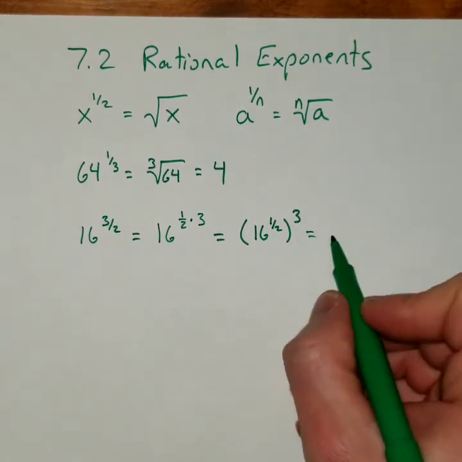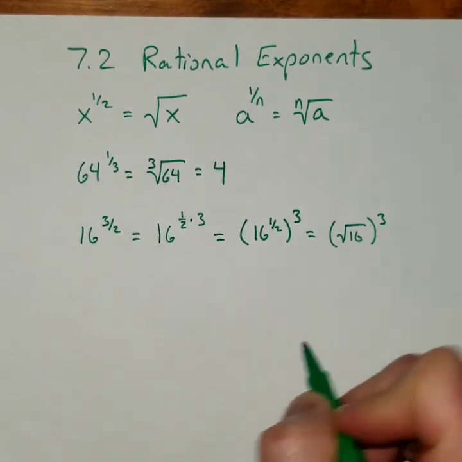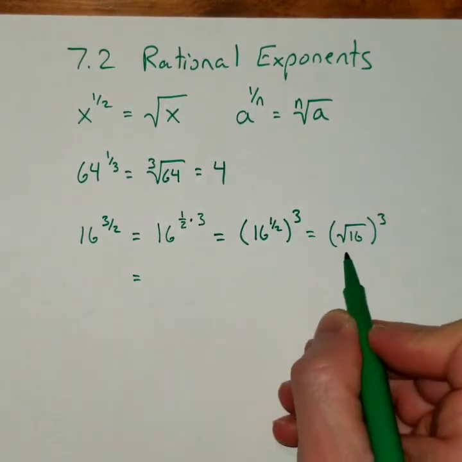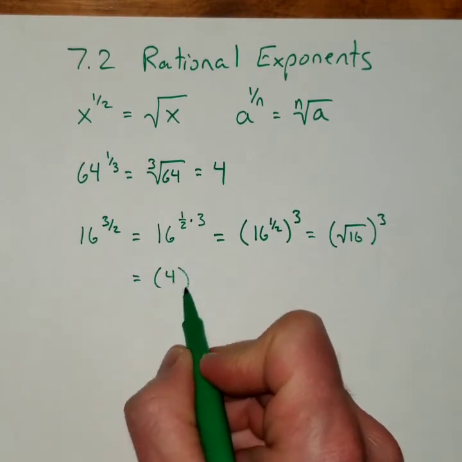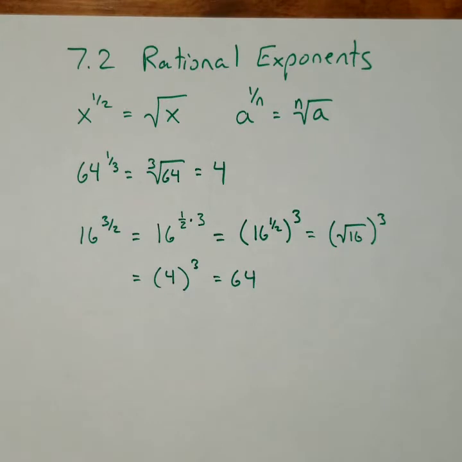And so of course 16 to the 1/2 is the square root of 16, and if I take the square root of 16 I get a 4. I raise that to the 3rd and we get 64 again. So another way to represent 64.